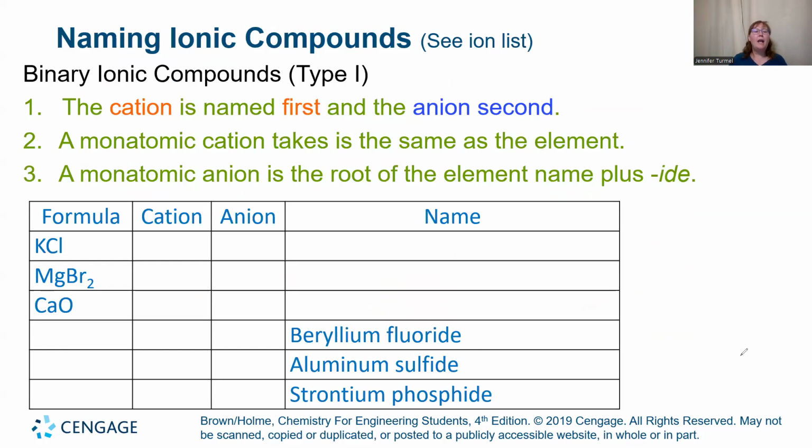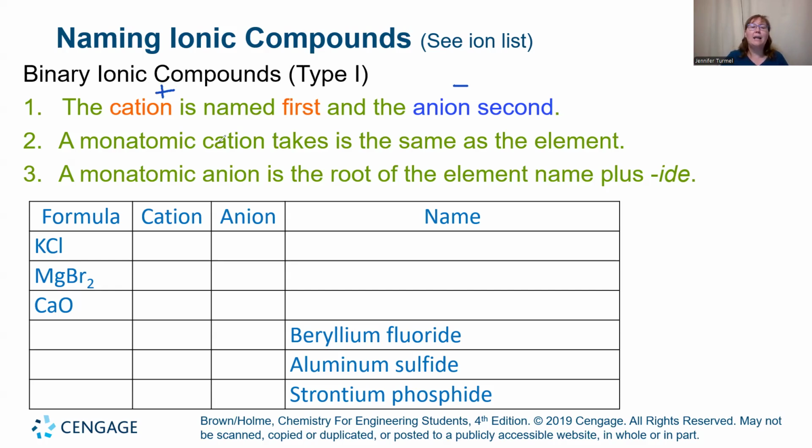Okay. So here we have our binary ionic compounds, and we're going to start with what we would call type 1, or type 1 with metals. The cation is named first and the anion second. And people will say, does that matter? And the answer is yes, it does. The cation goes first, that's the positive one, and the anion, the negative one, goes second.